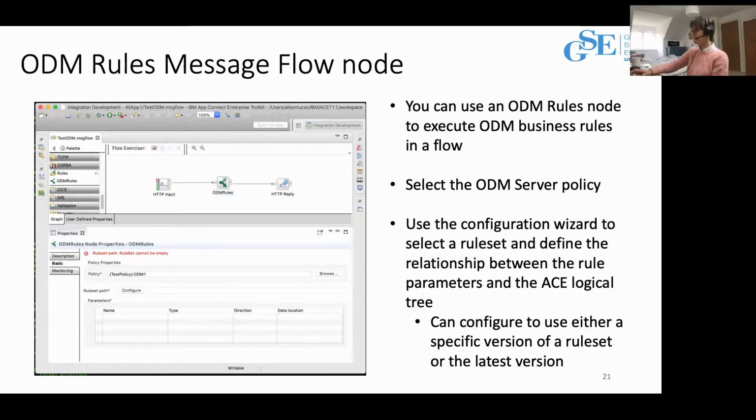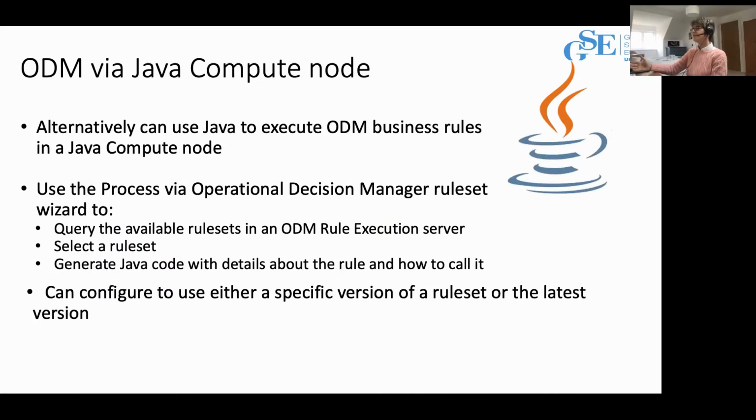So if this is tied to a specific version, you can do that, depending on how you do it. The other way to do this, so you can still run your rule set engine rule set, is using a Java Compute node if you'd rather do it in Java. When you're using the toolkit, we've got a new wizard, a Process via Operational Decision Manager rule set wizard. So when you define your Java node, you can use that to query the available rule sets in the server or presumably on the archive.